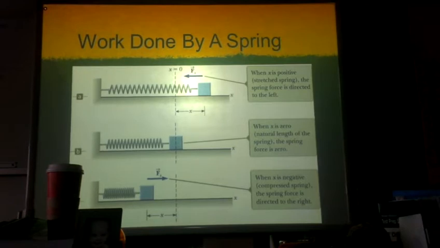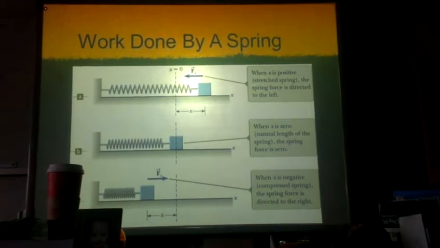Okay, on work done by a spring, we're about to get into Hooke's law. If we look at part A, let's go to part B. We'll initially start here. At part B, I have a spring that's attached to some mass, and right now it's at rest. I call this the spring force. Because x is 0, this is just going to be the natural length of the spring. So the spring force is going to be equal to 0. X is at some type of resting point.